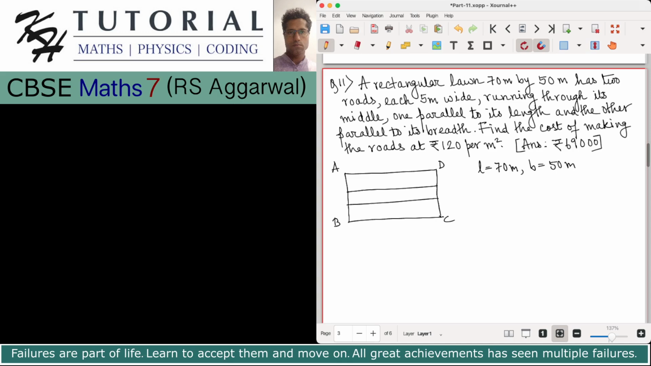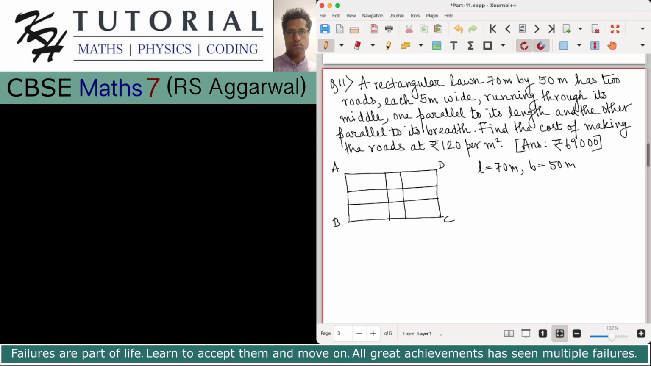And the width of each of the roads is 5 meter. Okay, and the other road will be running through the middle of the lawn and parallel to the breadth. So the other road is this road.